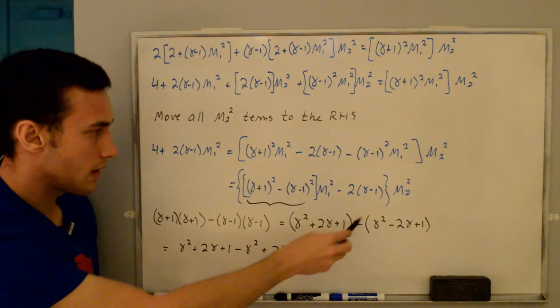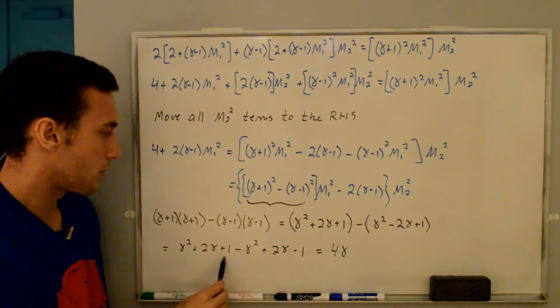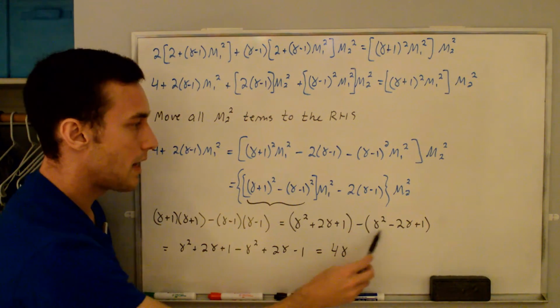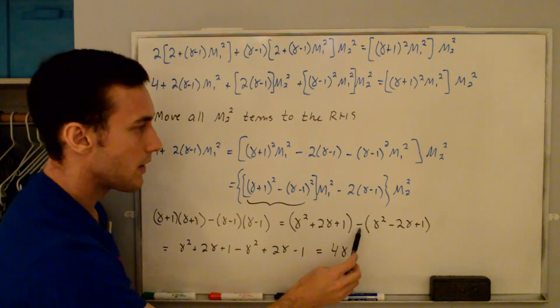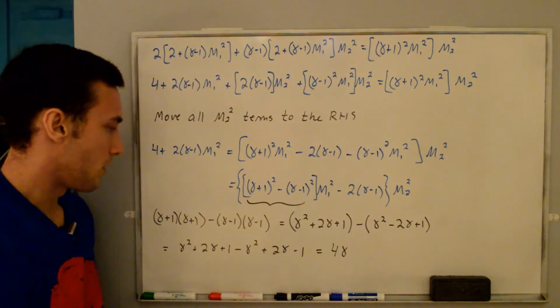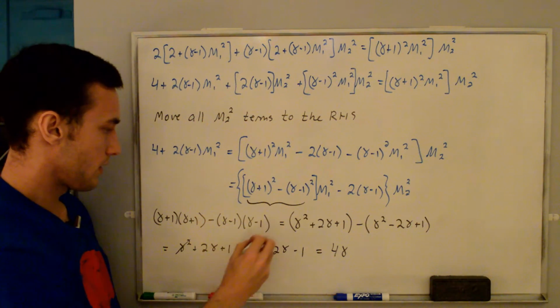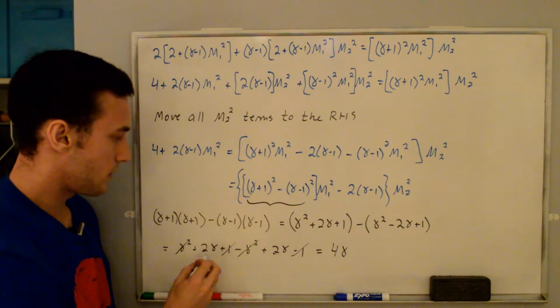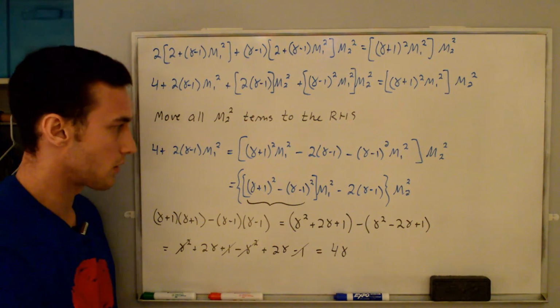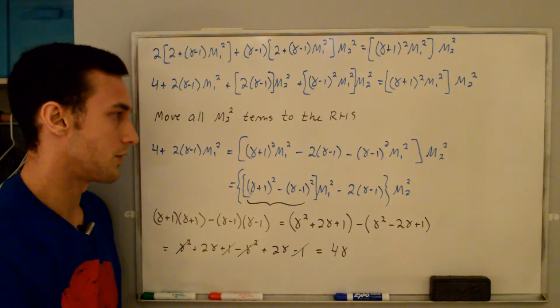If we write this out again without these parentheses, we have gamma squared plus 2 gamma plus 1, and we have minus gamma squared. The minus minus makes a plus 2 gamma, and then minus 1 here. You'll note that the gamma squareds cancel out, the 1's cancel out, and we have 2 gamma plus 2 gamma is equal to 4 gamma, so we can plug that back in to simplify this expression a little bit more.